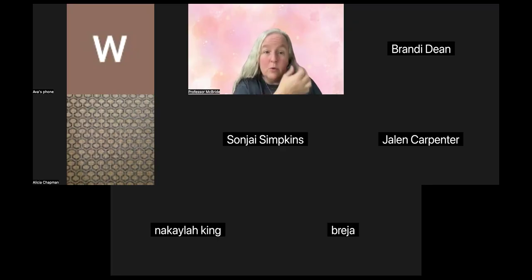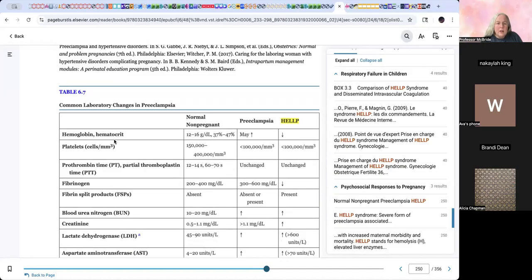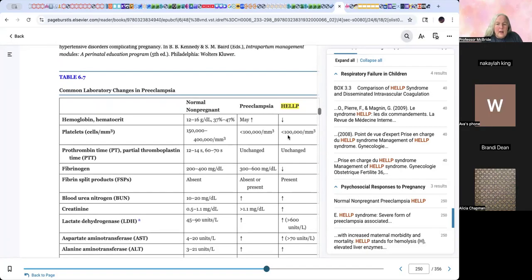I've seen them do emergency C-sections on patients that are like 27 weeks, where we would normally, with preeclampsia, maybe still try to keep them pregnant a little bit longer. This is just a table in the book comparing normal labs for a normal non-pregnant woman, a preeclamptic woman, and HELLP syndrome. It doesn't really specify. It just says less than 100,000 for both, but the platelets drop very low.